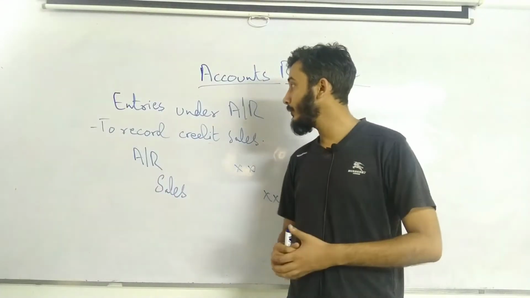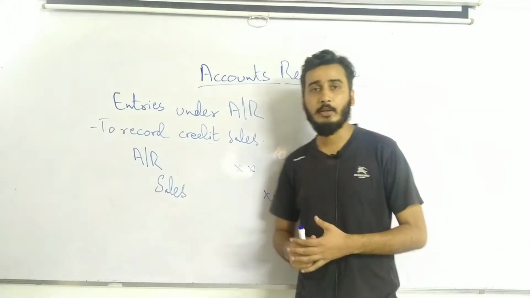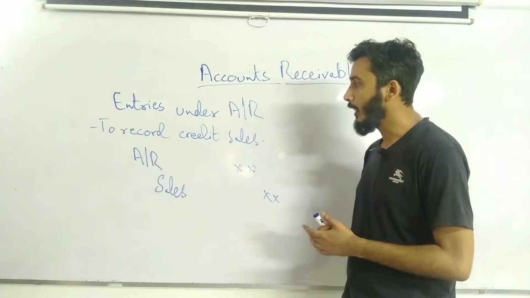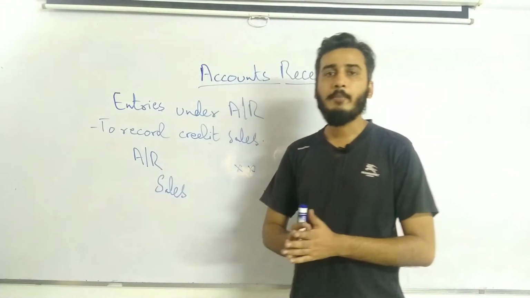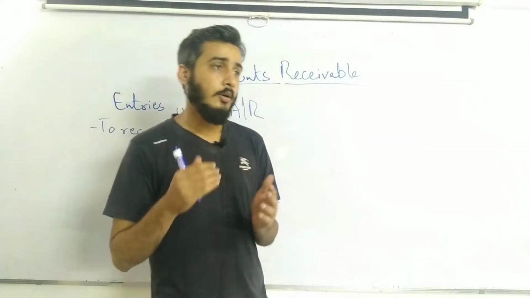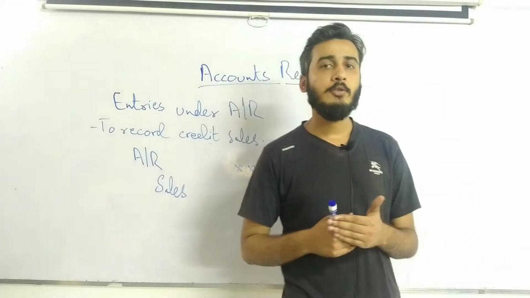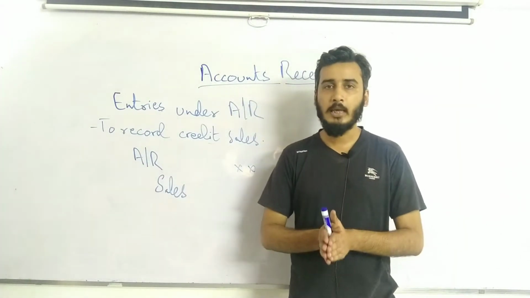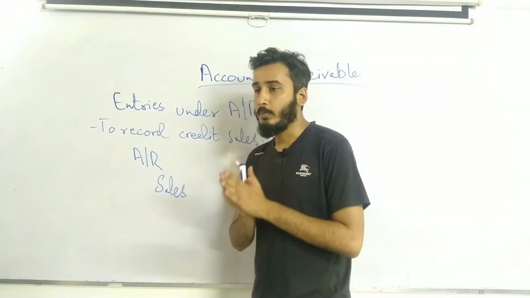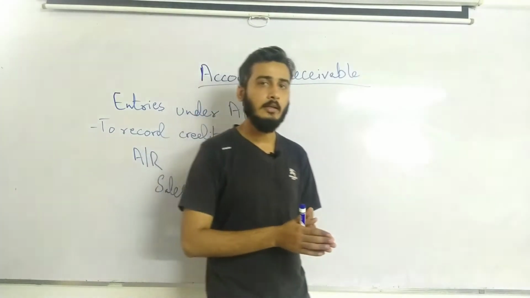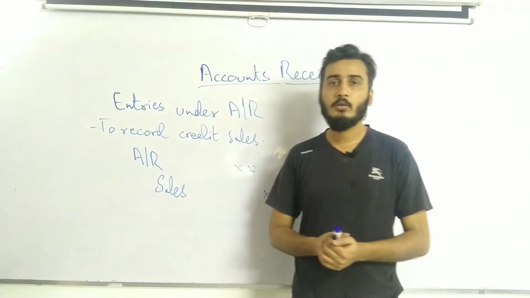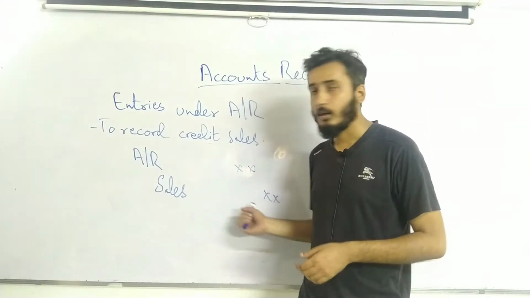Okay, so the number one entry to record under accounts receivable is credit sales. For recording credit sales, we write accounts receivable on the debit side and sales on the credit side. Why is it so? Because the money which we are to receive in the future and which has not been received yet is an asset for us. So being an asset, accounts receivable is increased and shall be written on the debit side, while sales are the source of income and revenue. So as revenue increases, it is written on the credit side.